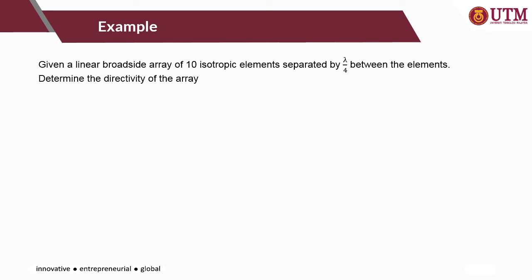Okay, let's look at an example. Given a linear broadside array of 10 isotropic elements, meaning n equal to 10, separated by lambda over 4 between elements, so d equal to lambda over 4. Determine the directivity of the array. You need to refer to the directivity equation of the array and make sure you determine the suitable equation depending on the separation distance.